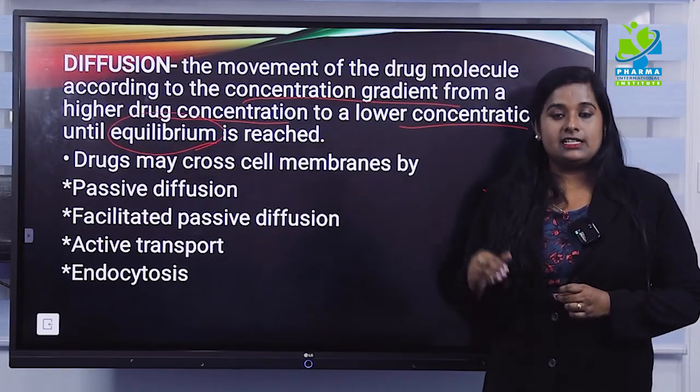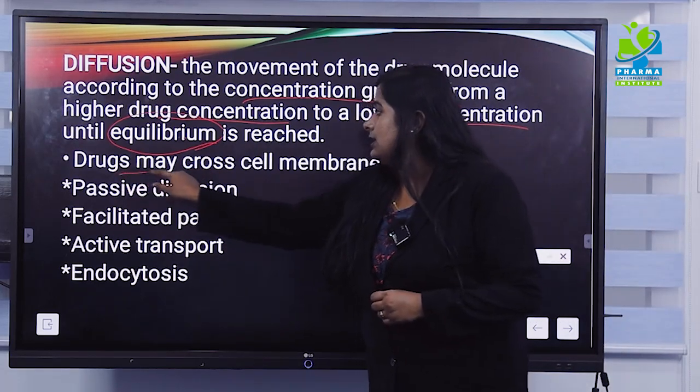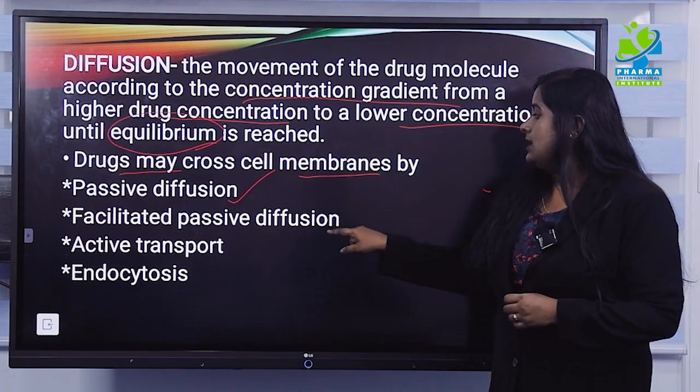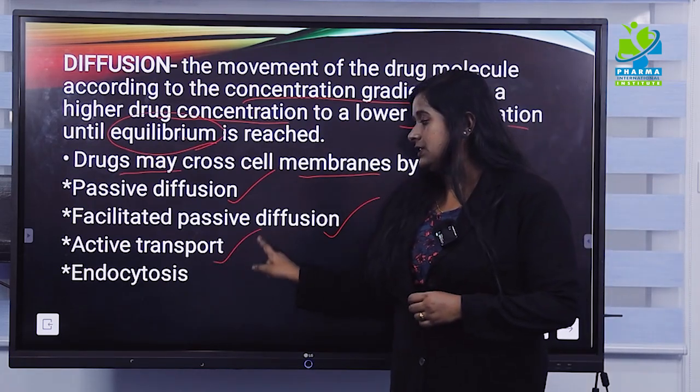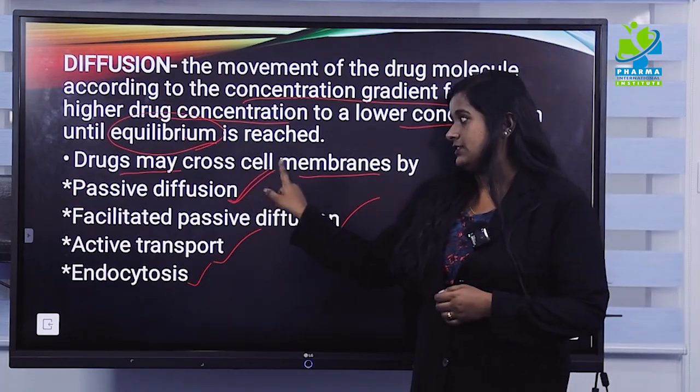This diffusion method is facilitated by different types. That is, the movement of the drug across the cell membrane is through passive diffusion, facilitated diffusion, active transport and endocytosis. Today we are going to focus on passive diffusion.